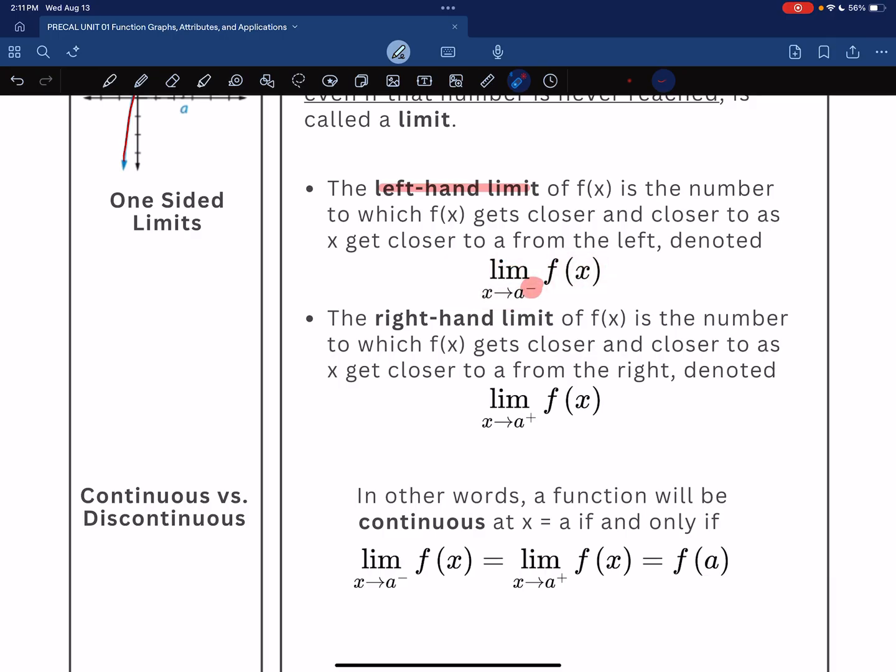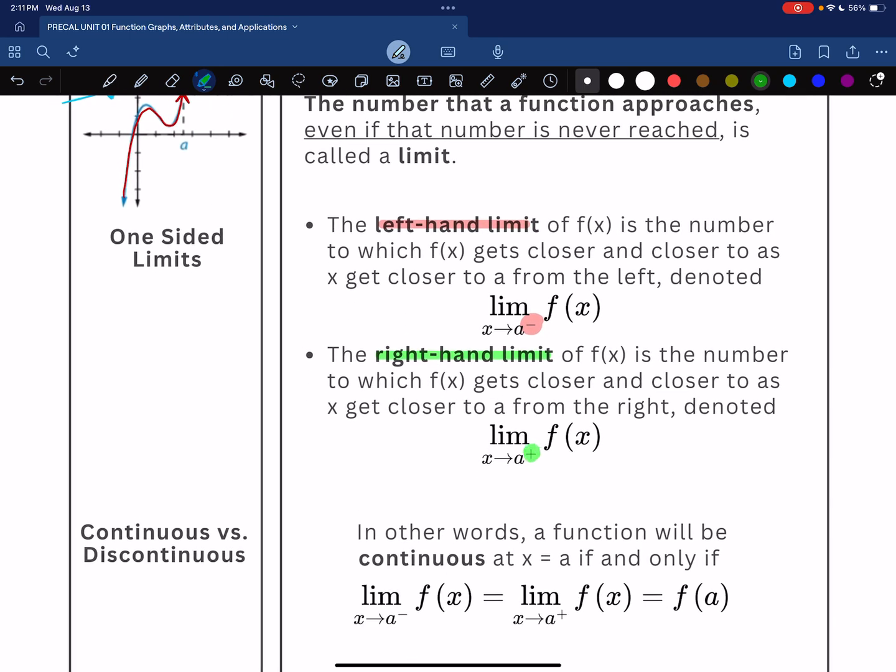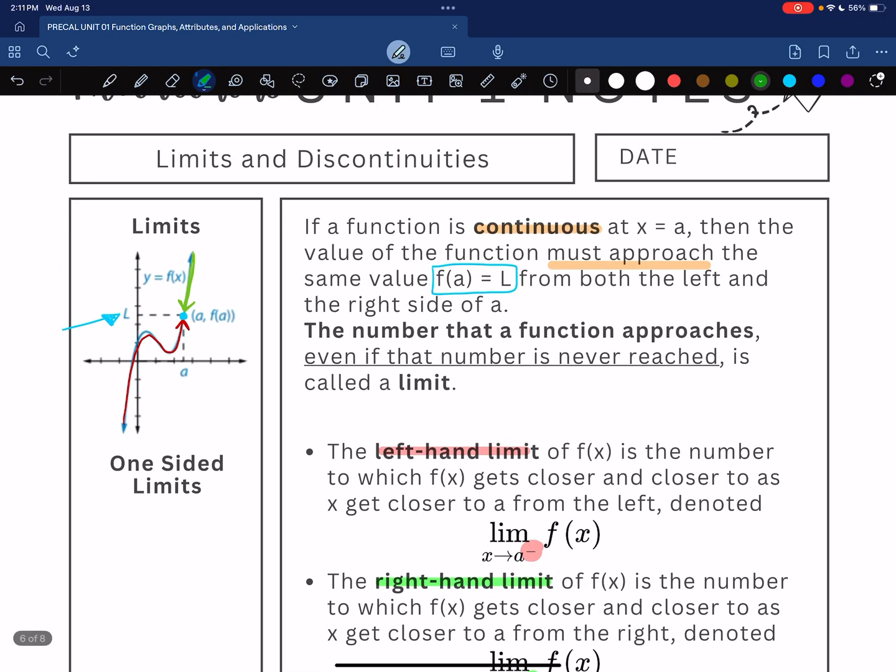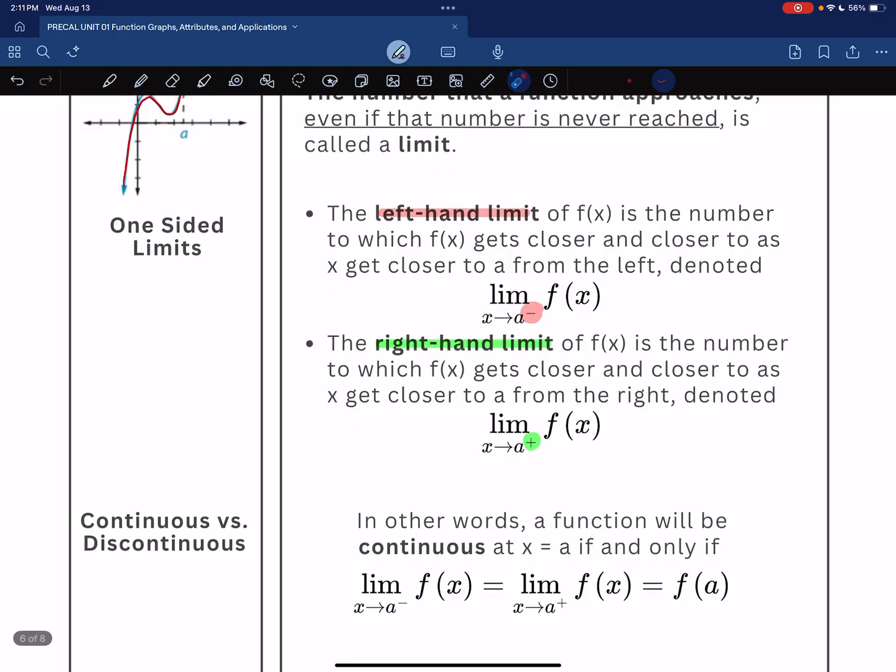That's the left-hand limit. And conversely, the right-hand limit of f of x is the number to which f of x gets closer and closer as we're approaching a from the right side. It's going to be indicated by a positive. If we're looking at just the right-hand limit, then we indicate that with a little positive as the superscript in our notation. And you can see what that looks like here: if I'm approaching from the right, then I need to be traveling from the right towards that value of x.